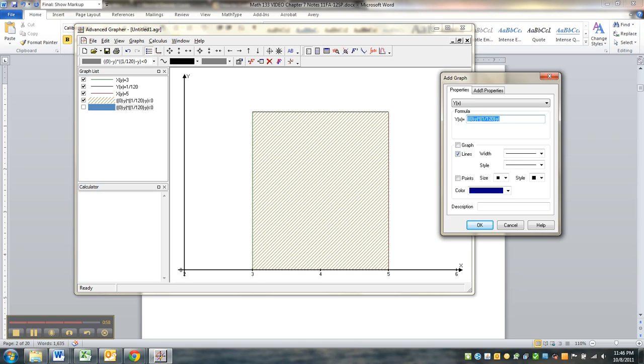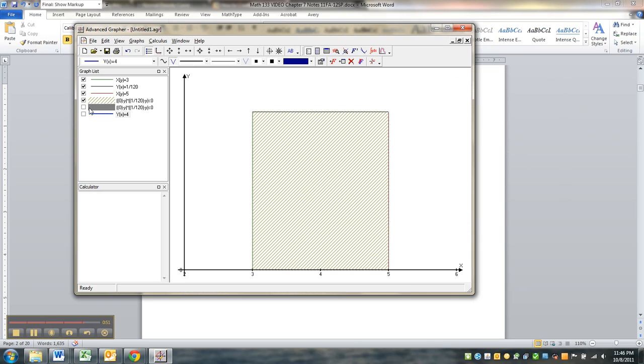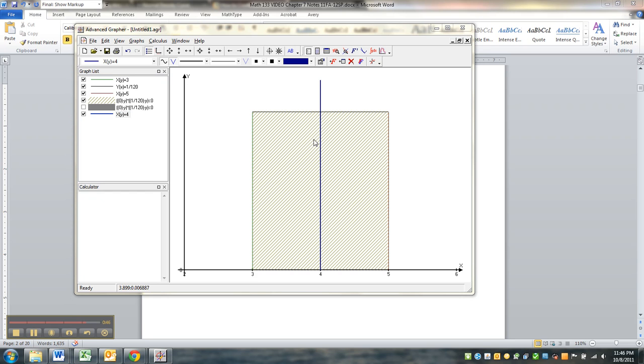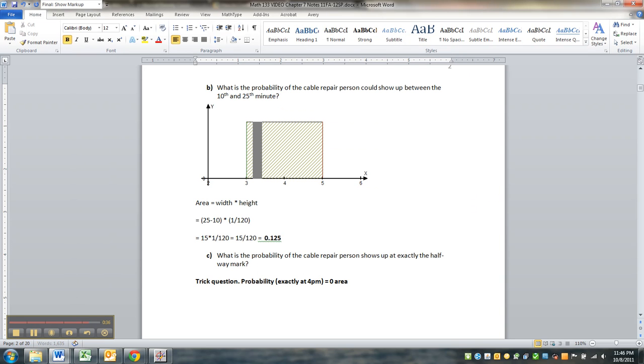X equals 4. And I'm just going to make it a little wide here so you can see it. Oops, there it is. Hold on one second. There it is. Technically, this has no area. It has no width, right? It has length, but it has no width. It's a one-dimensional object. So it has 0 area, right? Therefore, 0 probability. Now, if they had said between 4 and 4:01, that would be 1 divided by 120.